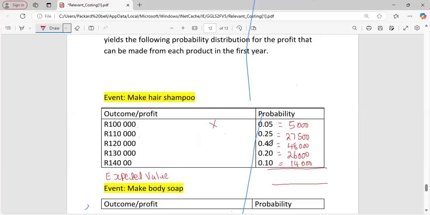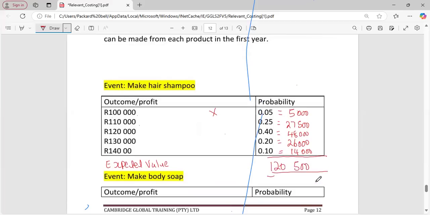I'm getting here 120. I don't know if you get the same as me. 120,500. Is it correct? Yes, it's correct. So if you are given something with the probability, these are the expected values. So you just have to sum up the expected value of each outcome.